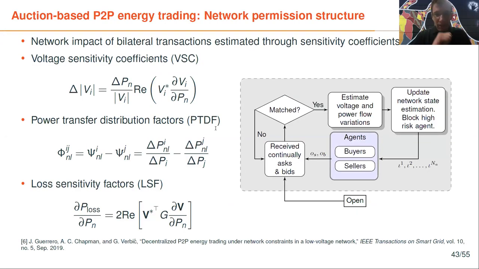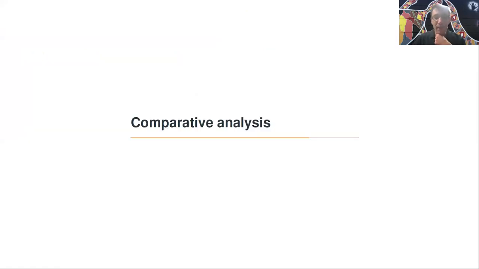So just one thing I would mention is that peer-to-peer energy trading is probably easier to implement because it doesn't require this central optimization. It can be bolted on to the existing market model. And the impact on network constraints can also be taken into account using this network permission structure, which is conceptually similar to the operating envelopes I mentioned before. So we have a distribution system operator that constantly monitors transactions and then prevents buyers or sellers from doing something that will violate network constraints.